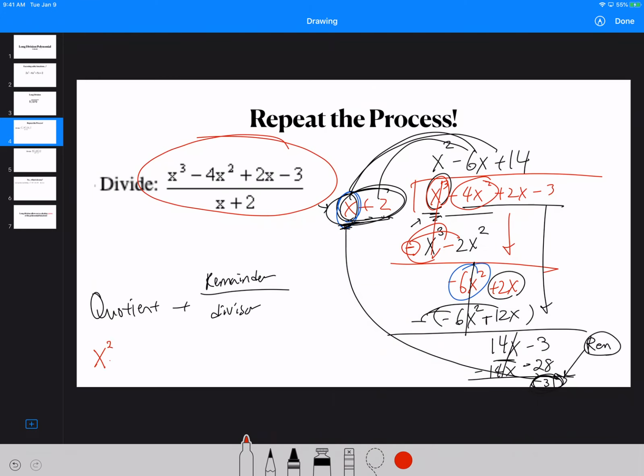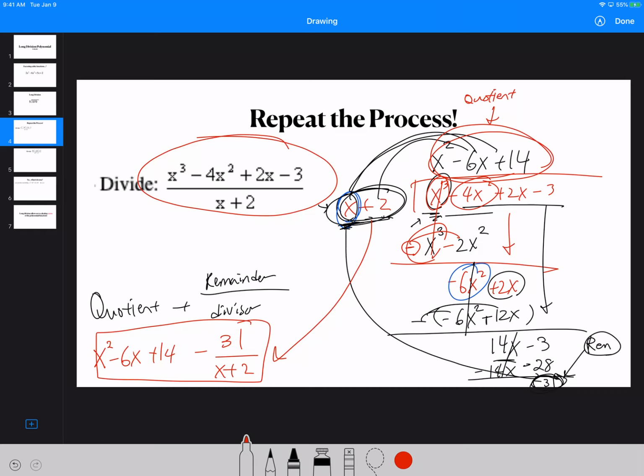So the final answer that you're going to write down looks like this. The quotient, which is x squared minus 6x plus 14, that's the part that you have up here. And the remainder, which is minus 31, but you have to put that over our divisor, which is x plus 2. And this is how I would write our final answer. Now, if there is no remainder, then your answer would simply look like a quadratic function. But because we do have one, we have to leave our remainder in the format of remainder over our divisor.